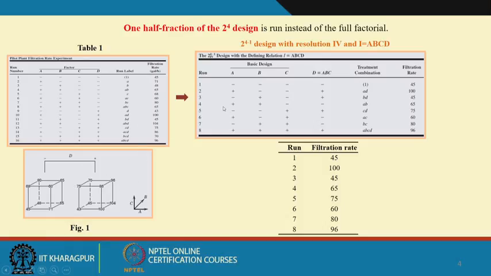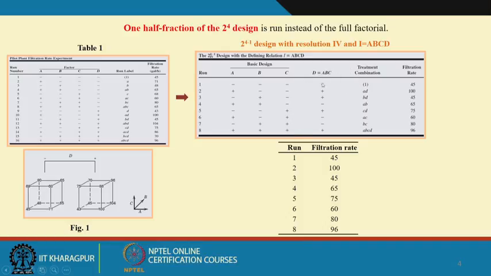From this data we have selected 8 runs with basic designs A, B and C. D is generated from ABC. The corresponding plus minus signs are given. For A the signs are minus, plus, minus, plus, minus, plus, minus, plus. For B: minus, minus, plus, plus, minus, minus, plus, plus. For C: minus, minus, minus, minus, plus, plus, plus, plus.